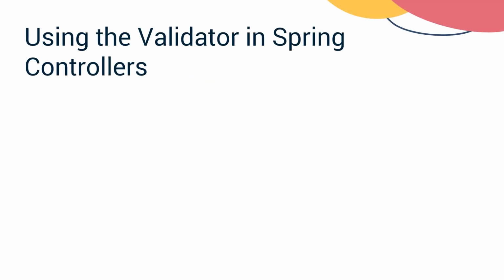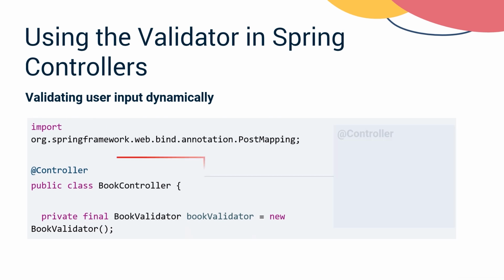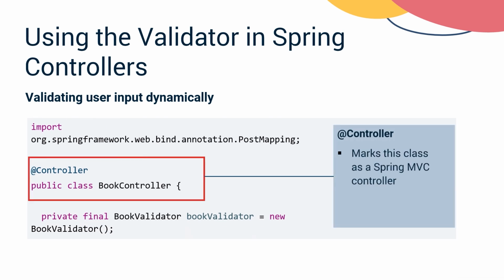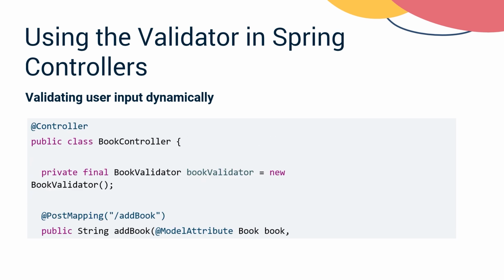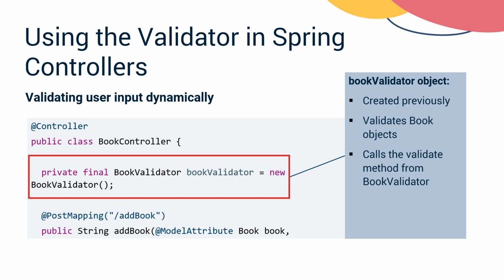The validator interface can be integrated into Spring controllers to validate user input dynamically. The @Controller annotation marks this class as a Spring MVC controller, allowing it to handle HTTP requests. The book validator object, created previously, manually validates book objects before processing them. It calls the validate method from book validator to check if the book object meets the defined constraints.